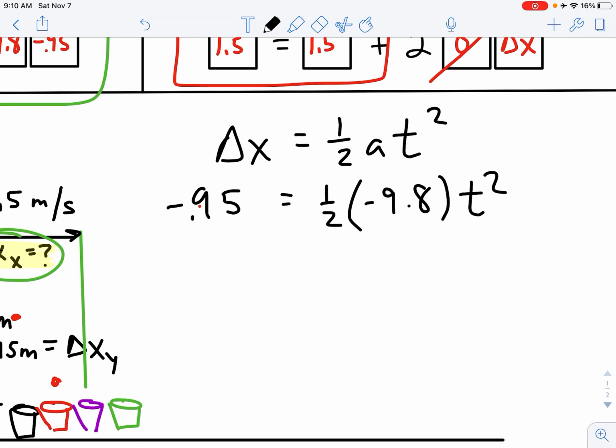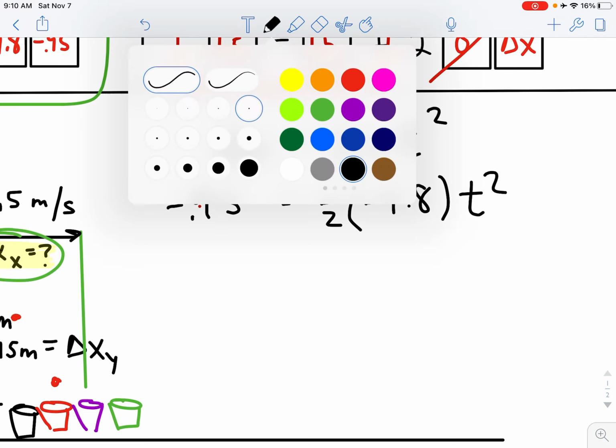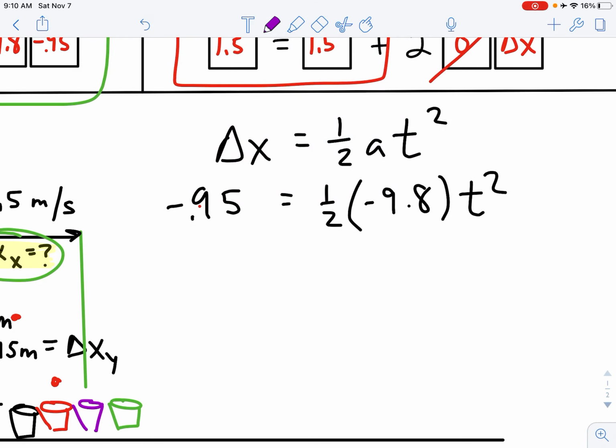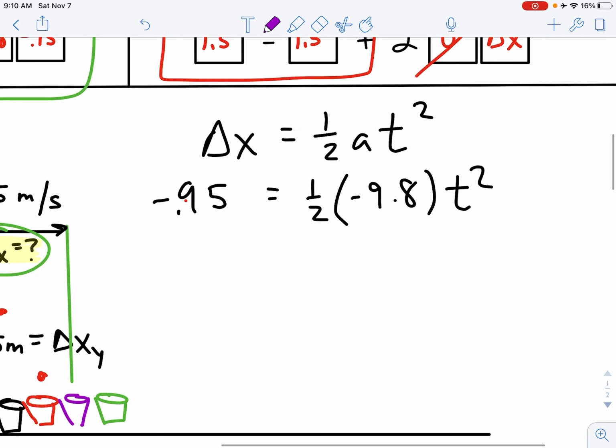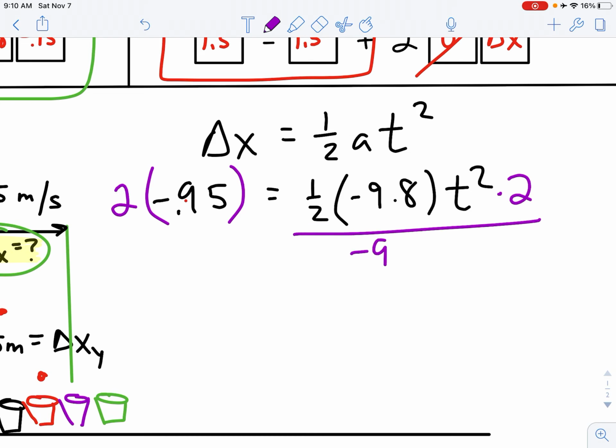So to solve for t squared first, I want to multiply by 2, because the inverse of 1/2 is 2. So I multiply by 2 on each side of the equation. And then I want to divide by negative 9.8. Divide by negative 9.8.